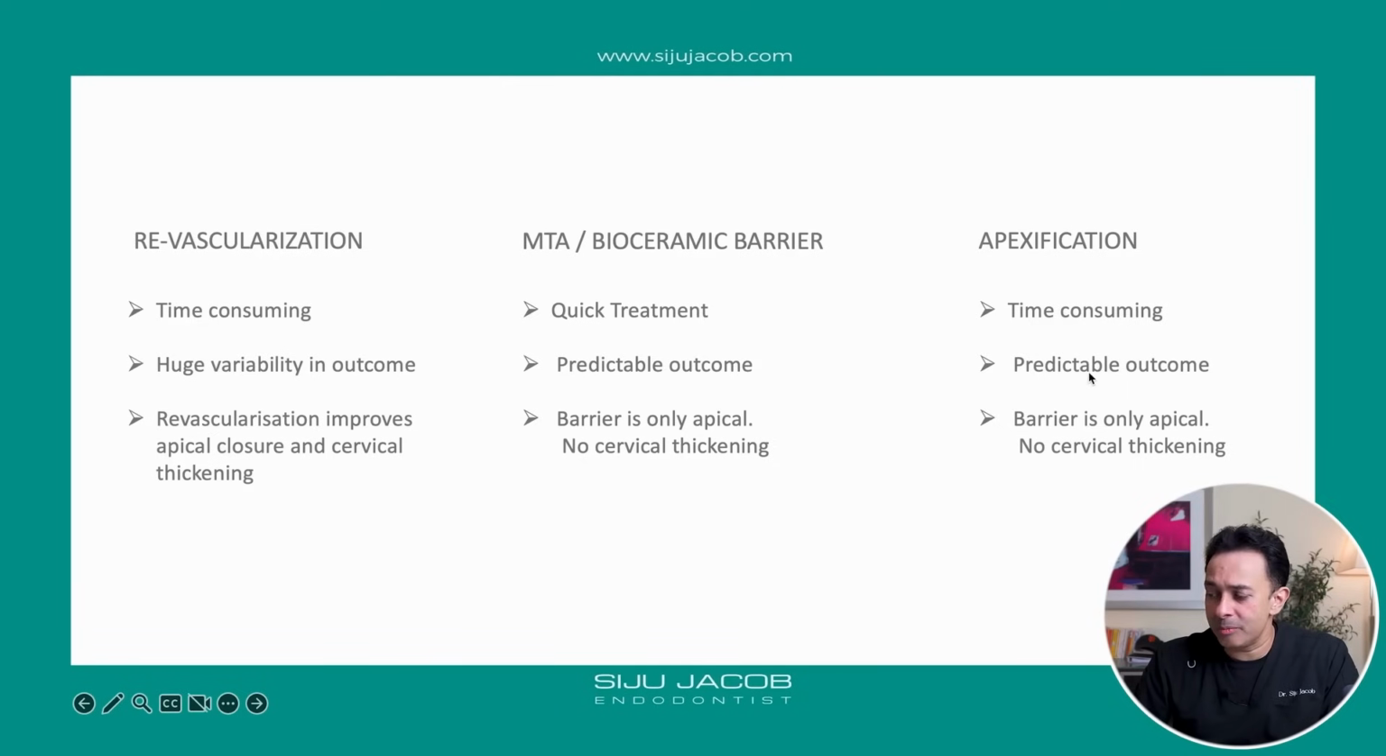When we talk about apexification, again, like revascularization, it takes time. However, the outcome is much more predictable than revascularization because you are looking at only forming some sort of a barrier at the apex. So in my experience, they are fairly predictable provided the coronal seal is good. Most of them will form apical barriers. So apexification is a fairly predictable procedure.